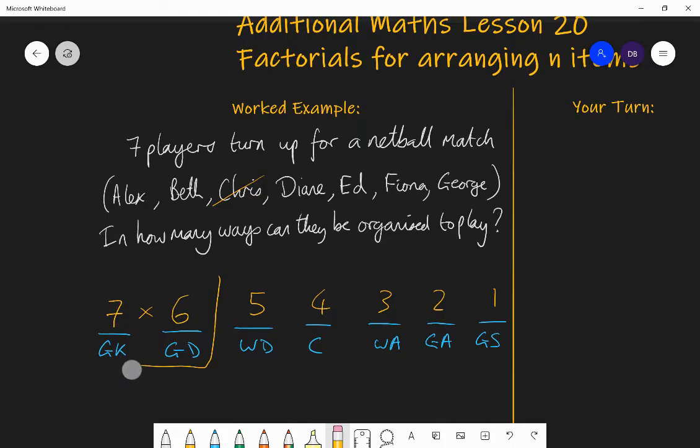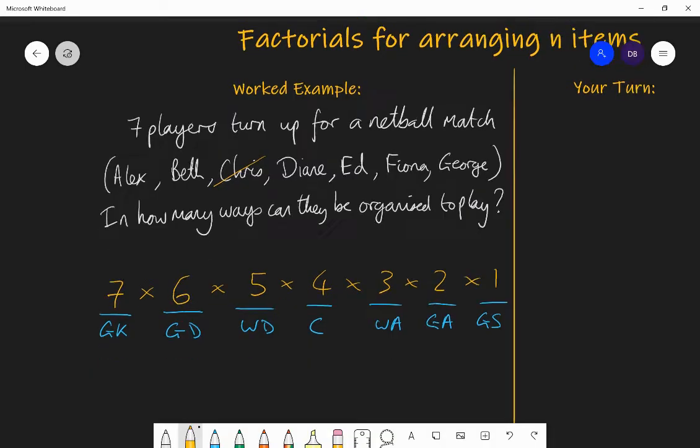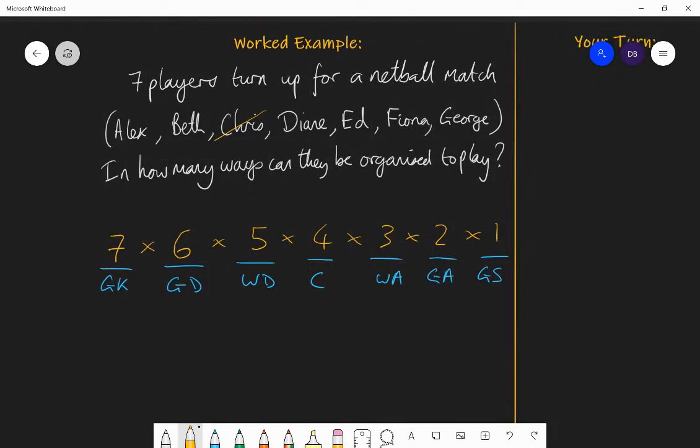So that's what we do. We multiply the number of combinations there are for each of the positions, and that will give us the number of different ways in which we can organize the team to play. So this calculation, we could type it all out, but there is a quicker way, and it's called 7 factorial.